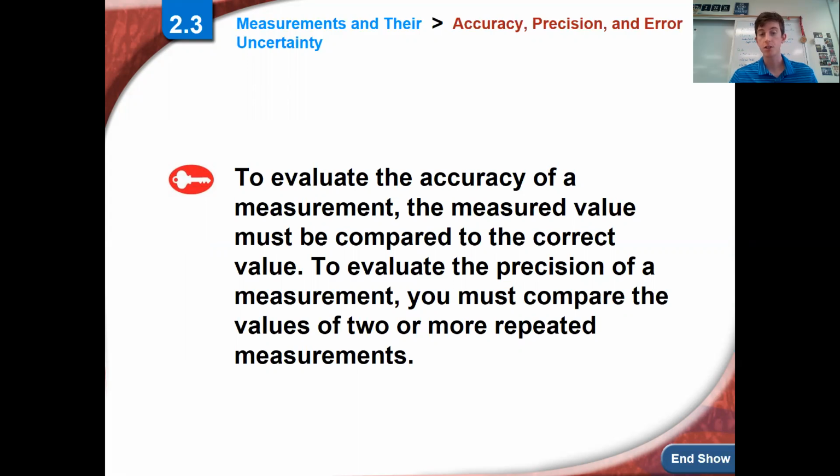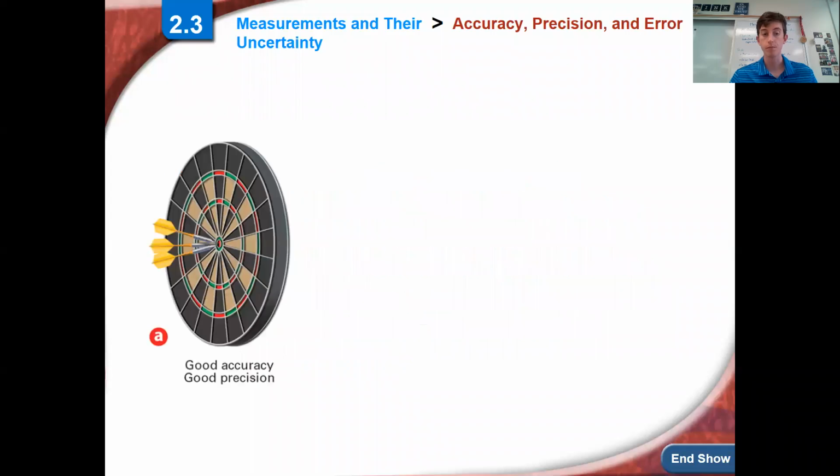So to evaluate the accuracy, you have to know the correct value. To evaluate the precision, you cannot have only one measurement. You have to have two or more.